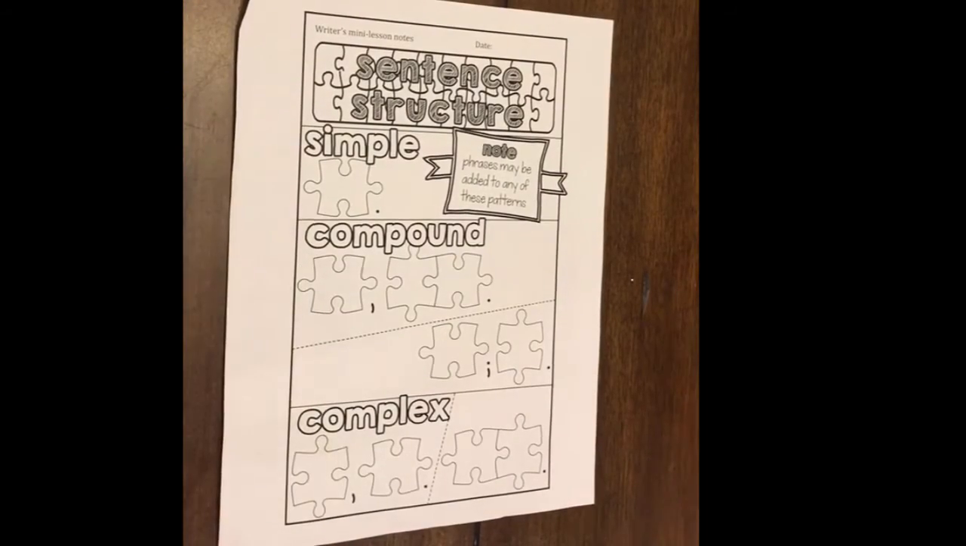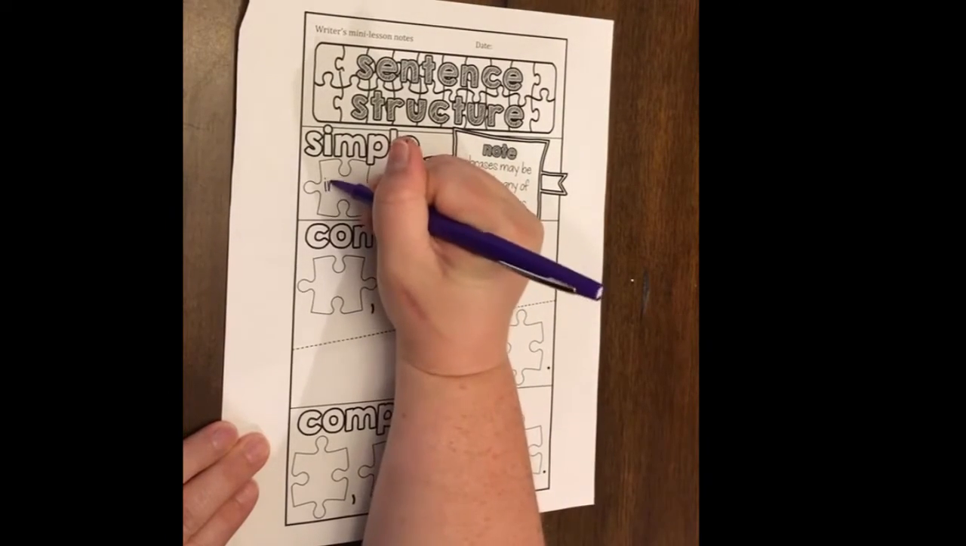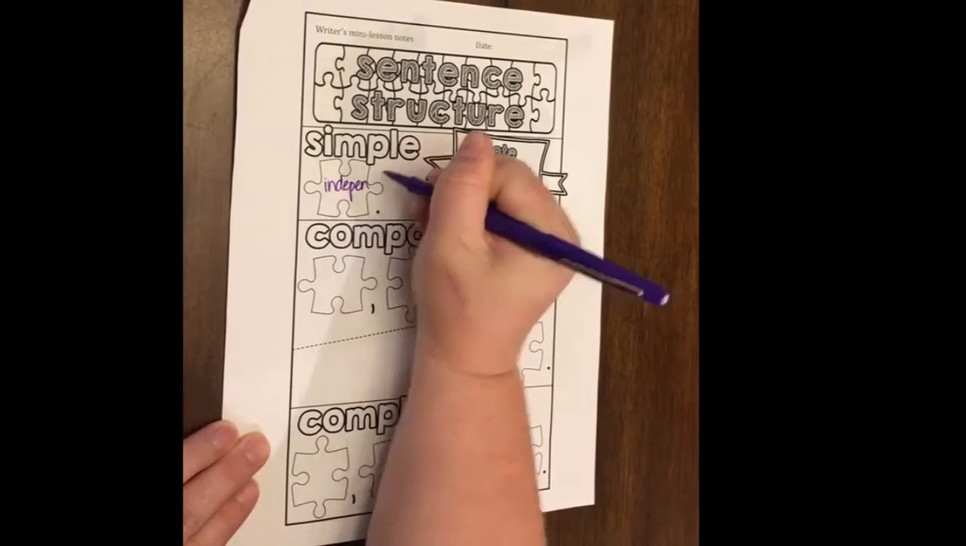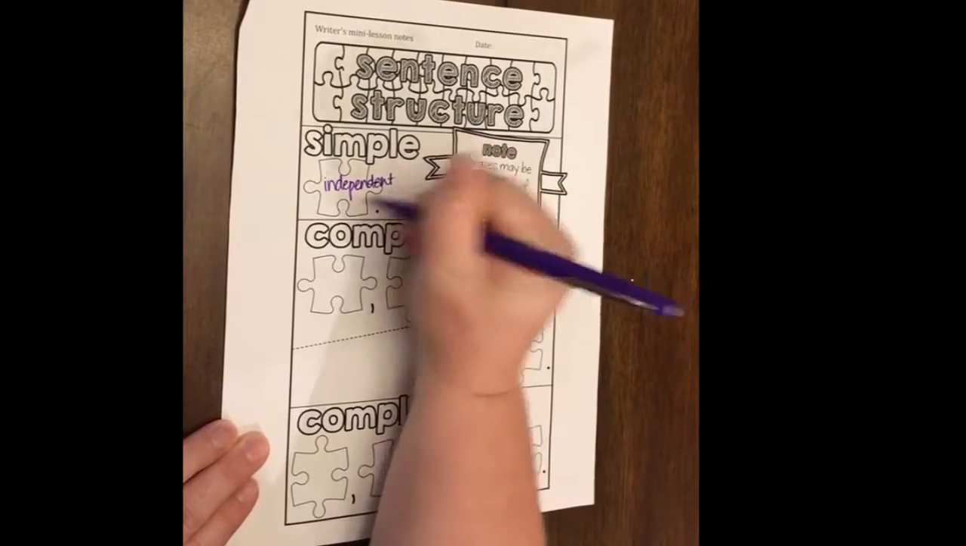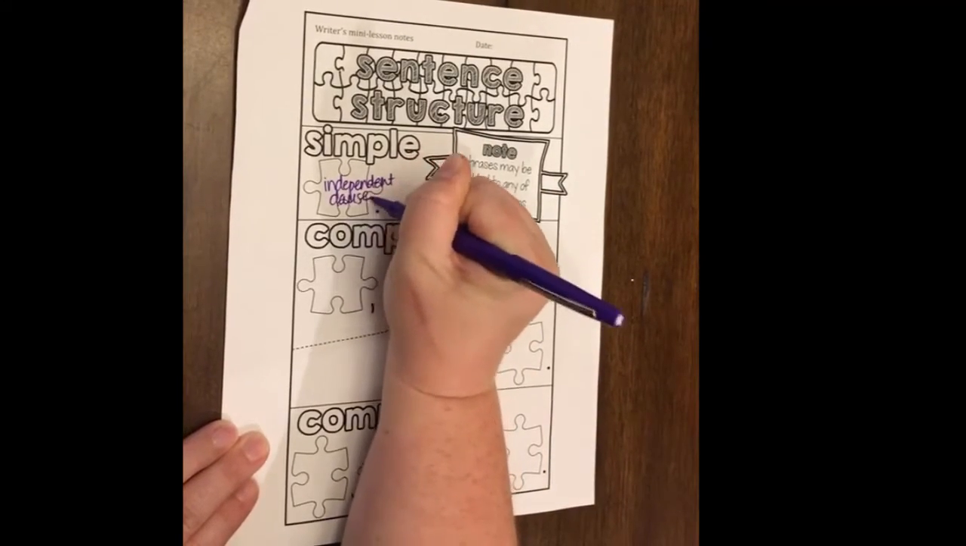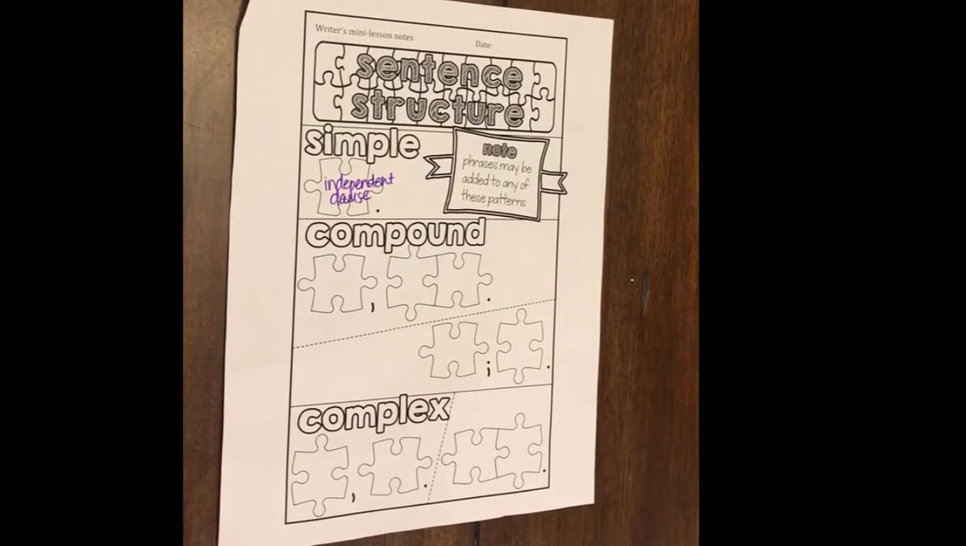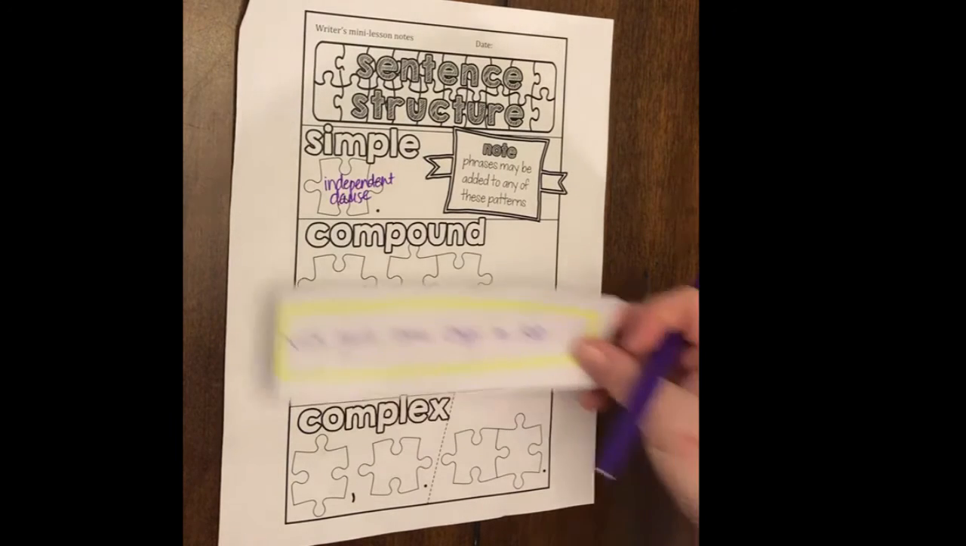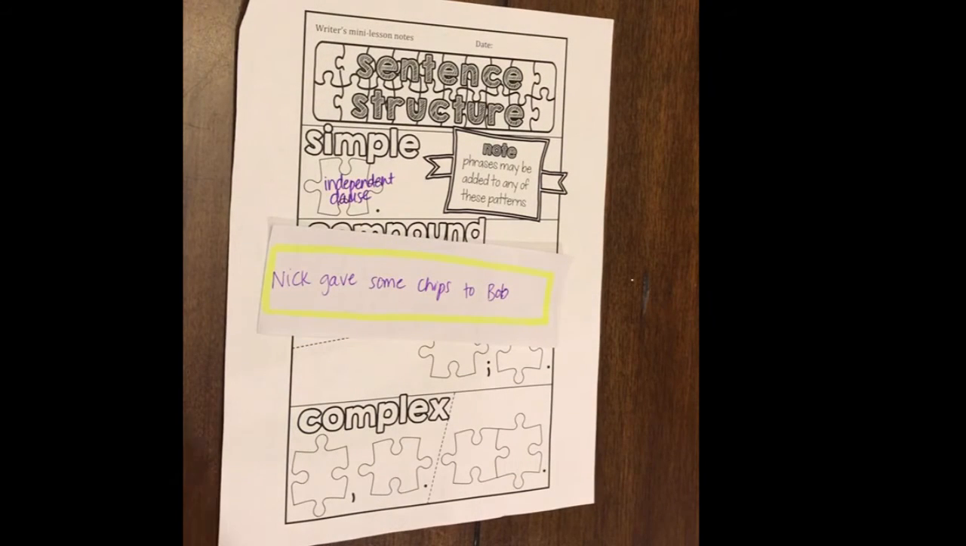Okay, now that we have clauses, we're going to talk about putting those clauses together to make different types of sentences. So the first type of sentence is a simple sentence, and that is just an independent clause by itself. Okay, and that is just one sentence by itself with a period at the end. So Nick gave some chips to Bob, period. That is an independent clause. It's a simple sentence.